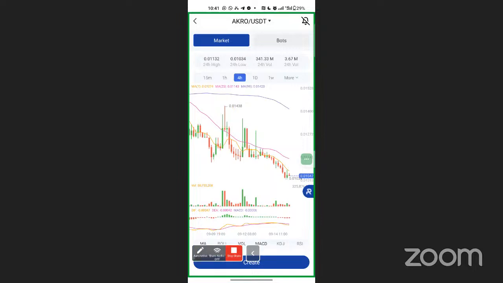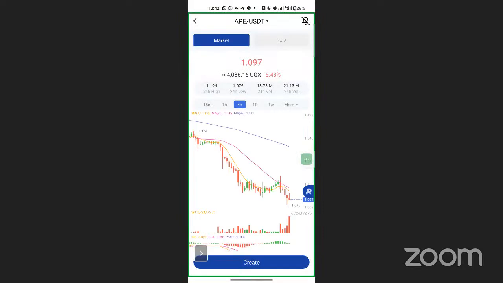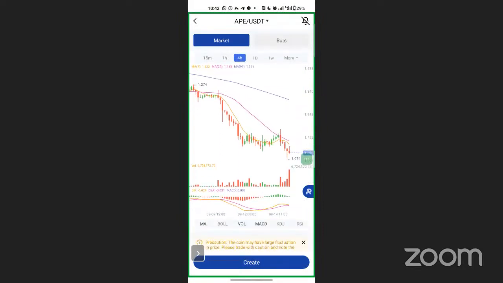Now that I'm done, let's look at APE and see if it has those factors. Question 1, ladies and gentlemen, does APE qualify to be traded?